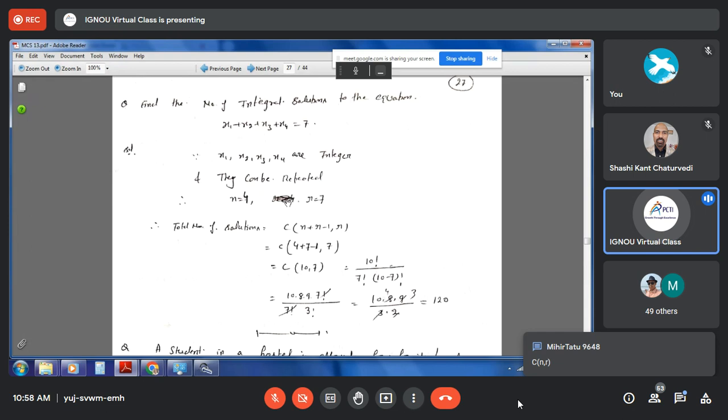This numerical was in your previous exam. From the question paper, you see the numerical and its answer. You can note the answer from here.